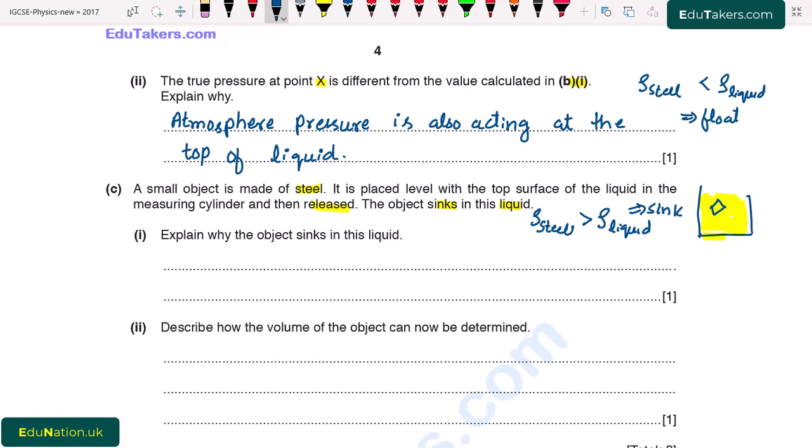It means that the density of the object that is made up of the steel is larger as compared to the density of liquid. So I write here, because steel is more dense than liquid.